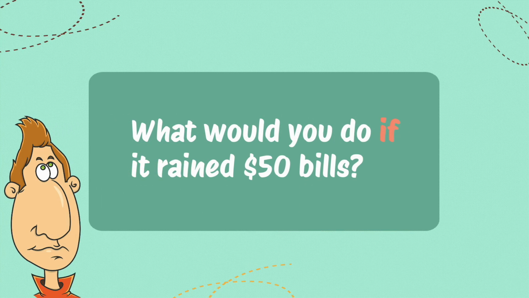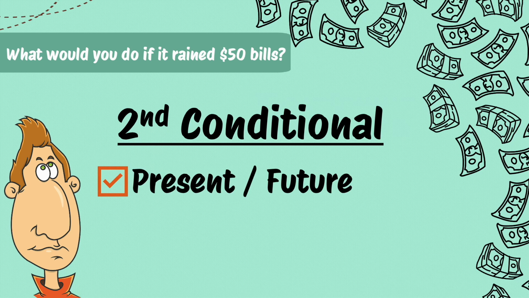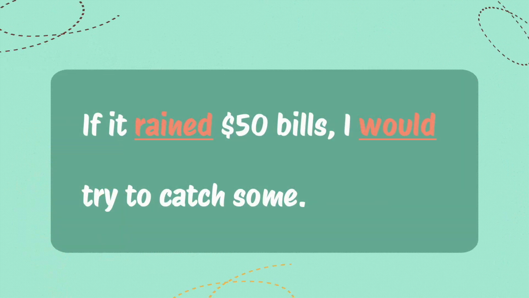Now, let's look at another conditional sentence. What would you do if it rained $50 bills? Do you notice a difference? This is a second conditional sentence. We use it to talk about either the present or the future, but it's different from the first conditional because it's imaginary. Let's look at this example answer. If it rained $50 bills, I would try to catch some. Notice that we use the past simple in the if clause and would in the main clause.